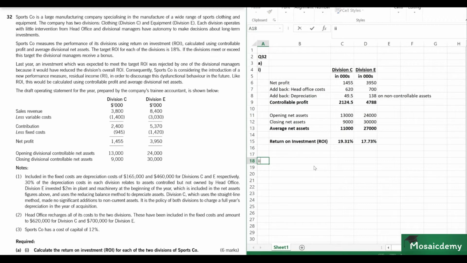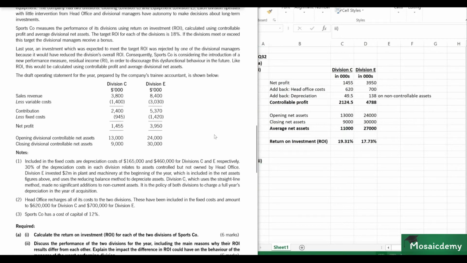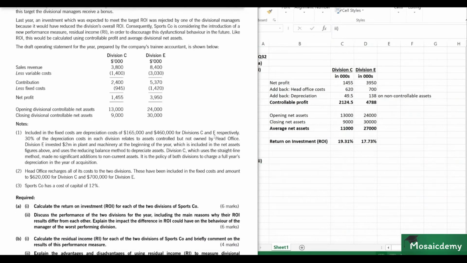Okay, let's get on with part 2, which is the analysis. It says, for 6 marks, discuss the performance of the two divisions for the year, including the main reasons why their ROI results differ from each other, right? So these are some of the points we've been mentioning when we were going through the question. Explain the impact the difference in ROI could have on the behavior of the manager of the worst performing division.